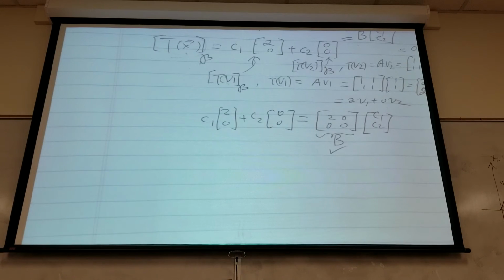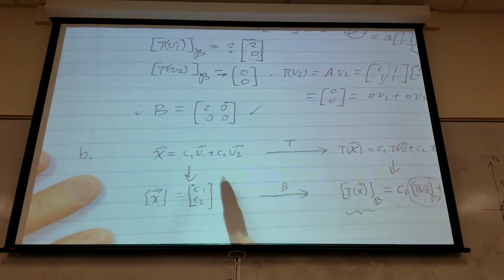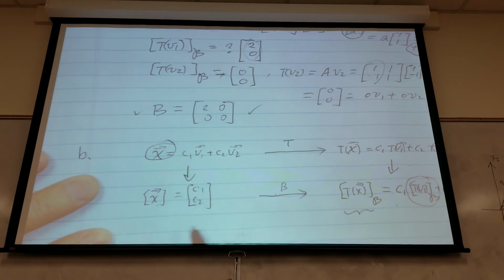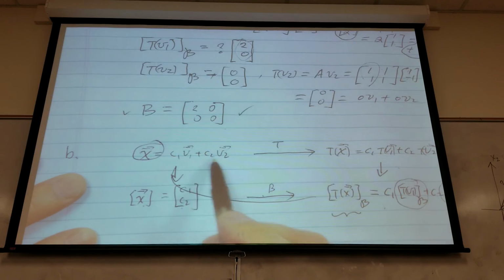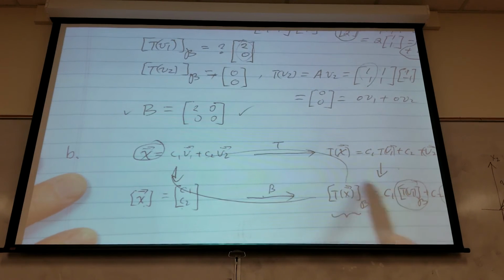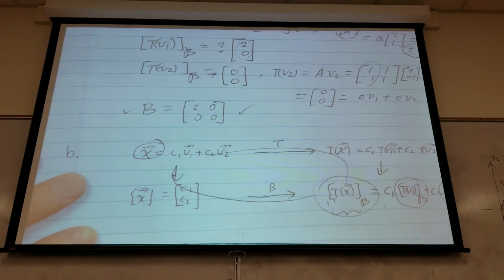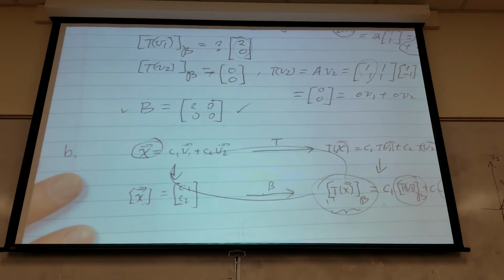So that's the commutative diagram. Commutative basically means here you can start from here. You go this way, that's one way. Go this way, another way. Still arrive at this right lower corner, right?